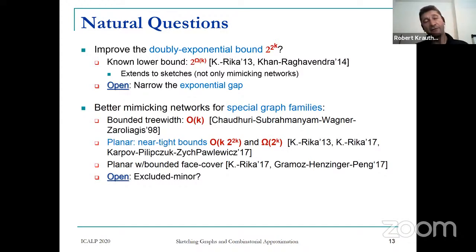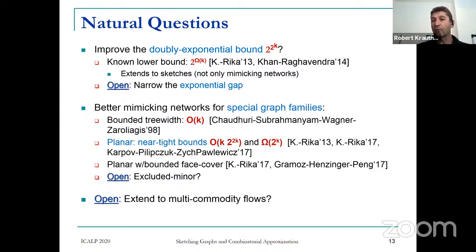Another question is, okay, for general graphs, we don't know how to improve this. Can we improve it for special graph families? So there are certain results about this, like bounded tree width, planar graphs, etc. What's open is excluded minor. So usually when you have a result for planar graphs, you say, oh, probably I can do something for excluded minor as well. At the moment, I don't know how to do something similar for excluded minor graphs. Another open question in this context is to extend it to multi-commodity flows. Everything here is about cuts. I mean, the mimicking network is about cuts.